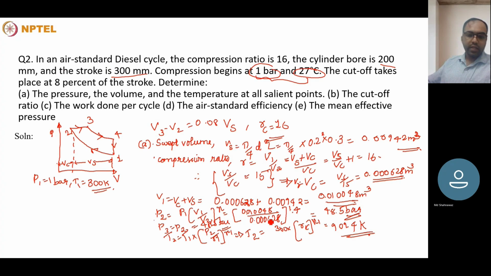Yeah, the temperature T2 was 909. We need to calculate the cutoff ratio. The cutoff ratio, theta, is equal to V3 divided by V2.